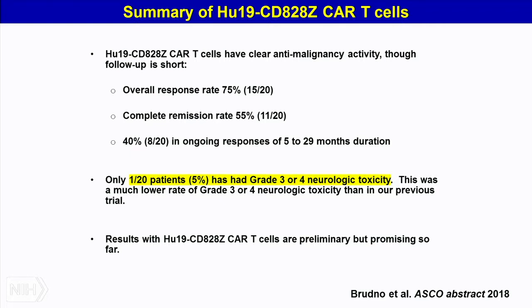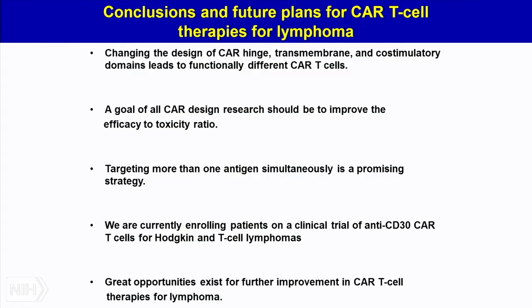This is a paper in preparation. We haven't really finished it yet. There's only been abstracts so far with this work. So changing the design of the CAR hinge and transmembrane and co-stimulatory domains can lead to functionally different CAR T cells.